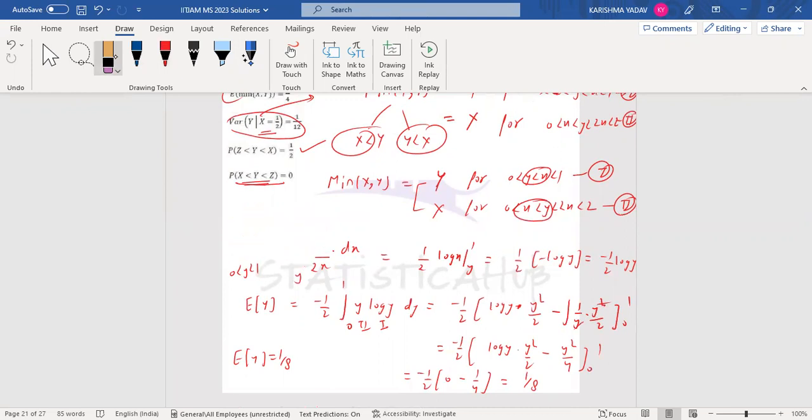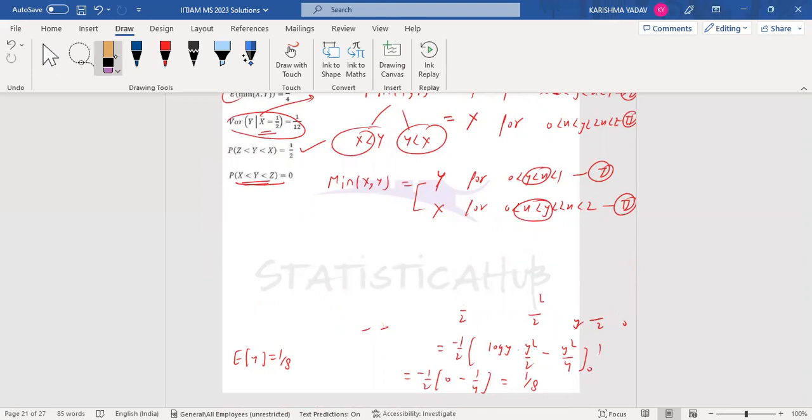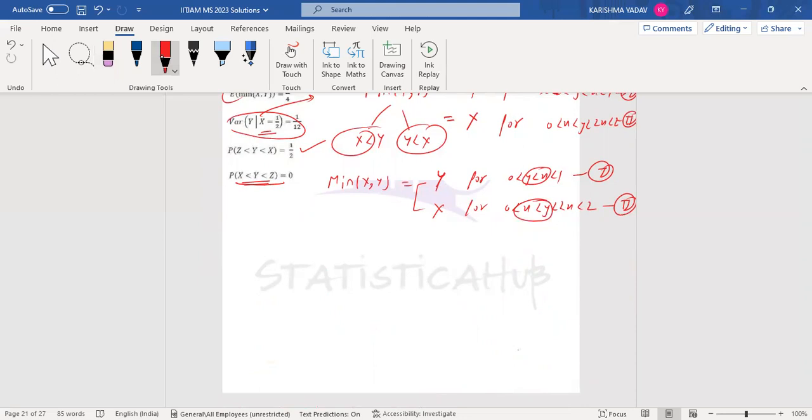Now we have to find this similarly for the second region, that is minimum of x comma y when the minimum of x comma y is x. Let's just find it for the second region. So we know that f of minimum of x comma y for the second region, that is f of x, is equal to, for the second region, what is the dependent limit for this one? For y, it is x to 2, 1 by 2x dx, that is equal to 2 minus x by 2x.